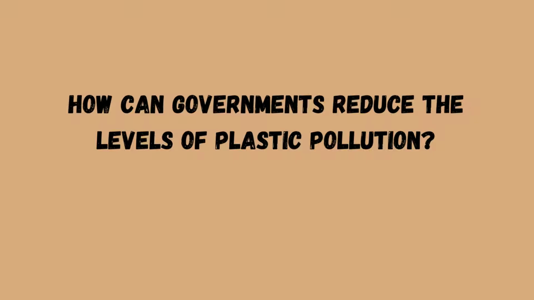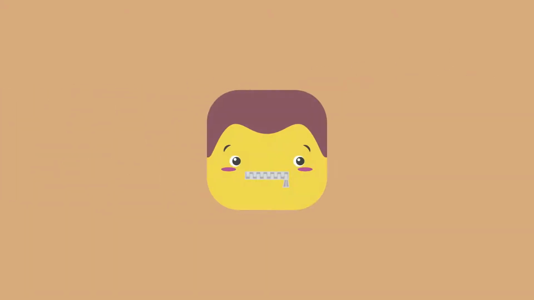So, I want you to imagine you get this question. It's not easy. How can governments reduce the levels of plastic pollution? You're nervous, maybe you're not an expert on this topic, and you don't know what to say. But we do know that being silent is one of the worst things you can do. So let's have a look at this. There's our student, feeling very nervous, not saying a word. And guess what? He's not scoring any points.